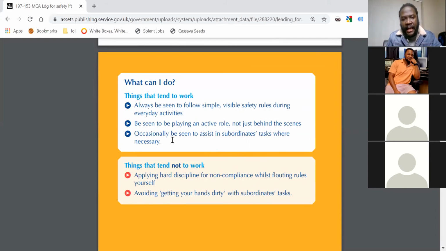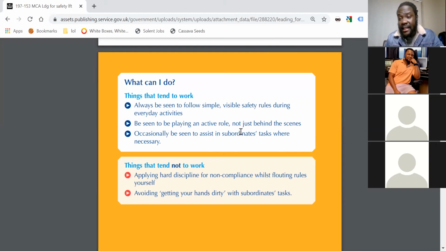So this says be seen to be playing an active role, not just behind the scenes. Of course, you're the captain, or the officer of the watch, or the chief mate, be active. And people will be there. Not just say, go and do this, and you sit on your computer, or you're playing games on deck, and everybody's looking at you because you've given the orders. Now you're playing games, and they are working their butts off. So soon they'll start playing games as well. Be seen to assist your subordinates where the task is necessary.